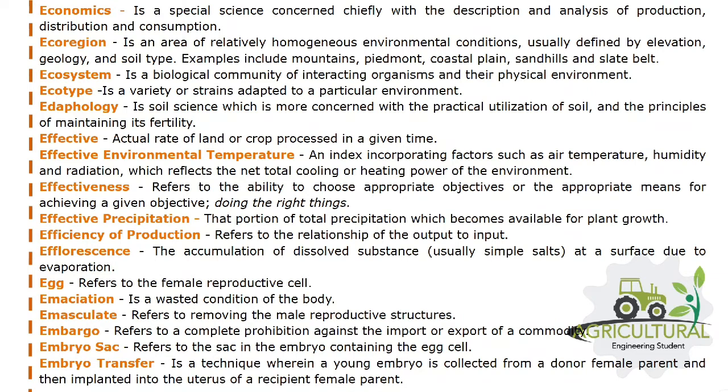Egg refers to the female reproductive cell. Emaciation is a wasted condition of the body. Emasculate refers to removing the male reproductive structures. Embargo refers to a complete prohibition against the import or export of a commodity. Embryo sac refers to the sac in the embryo containing the egg cell. Embryo transfer is a technique wherein a young embryo is collected from a donor female parent and then implanted into the uterus of a recipient female parent.